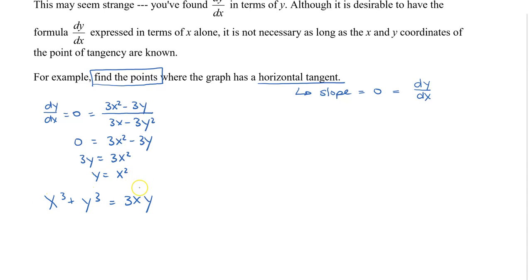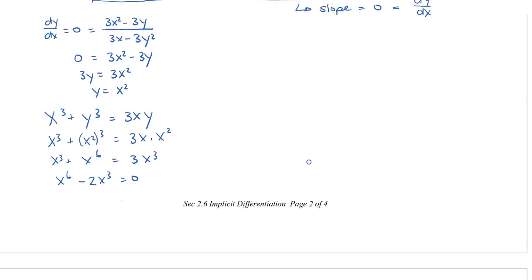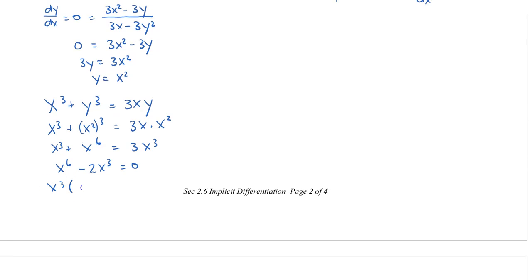So I'm going to go back to my original question, and I want to find out where those points are. So I'm going to take my x squared, and I'm going to plug it in where I see y. So I have x cubed plus x squared cubed equals 3x times x squared. So I have x cubed plus x to the 6 equals 3x cubed. Moving everything to one side, I have x to the 6 minus 2x cubed equals 0. Factor out my x cubed, and I have x cubed times x cubed minus 2 equals 0. So I have two parts.